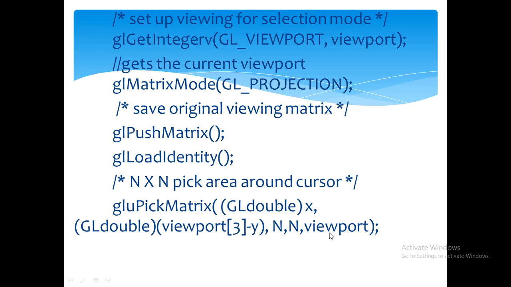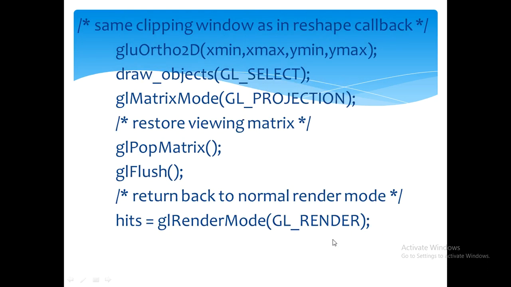Then the n cross n is exactly centered, it is an n cross n pick area around the cursor. Means around your cursor you have to select the pick area with the viewport, whatever viewport you mentioned previously, right? Then next, the same clipping window as in the reshape callback.